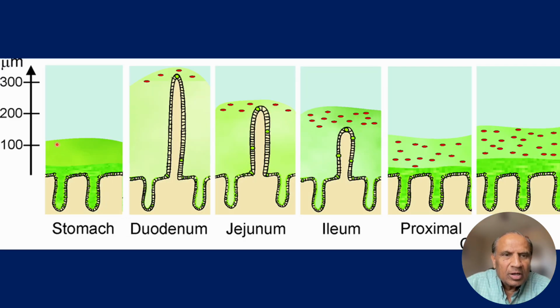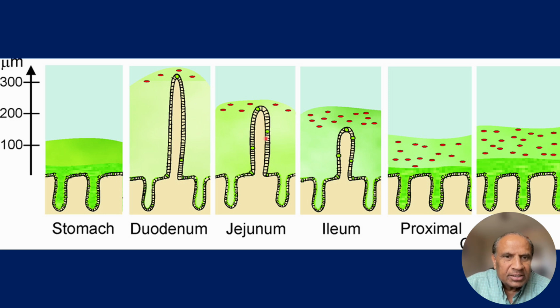So if we look in the gastrointestinal tract, the mucus changes from stomach all the way to the colon. In the stomach, it is mainly a thick mucus layer. In the upper small intestine called duodenum, it is mostly a thin layer with very, very few bacteria, because stomach acid kills most of the bacteria, so there are usually no bacteria in the upper small intestine.